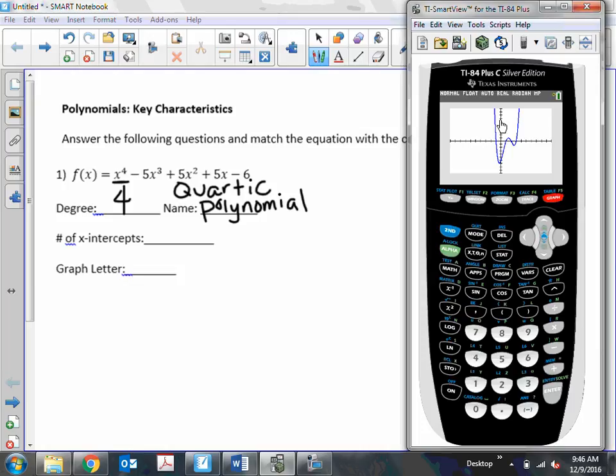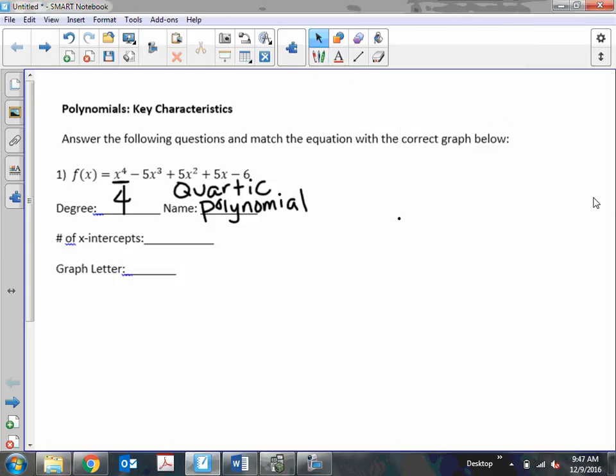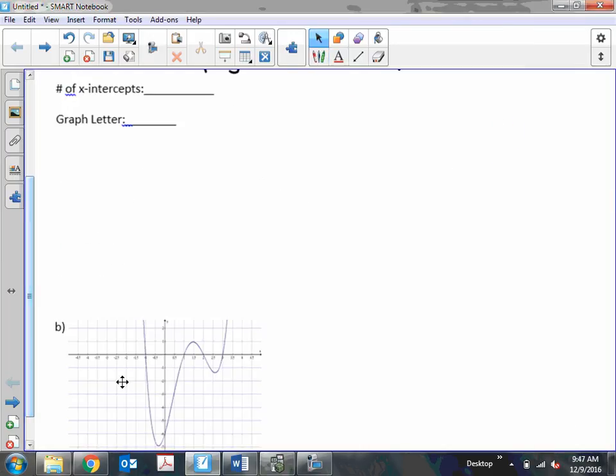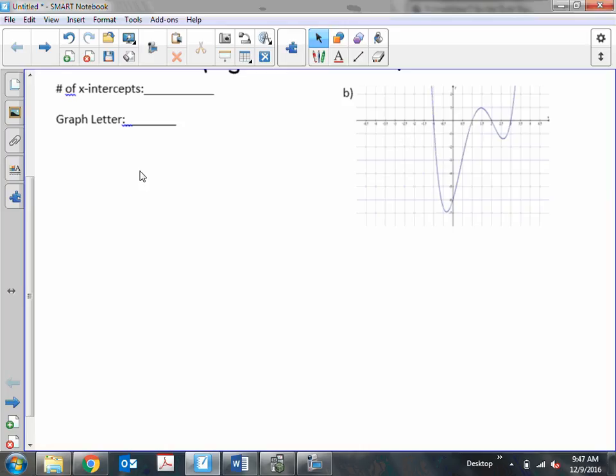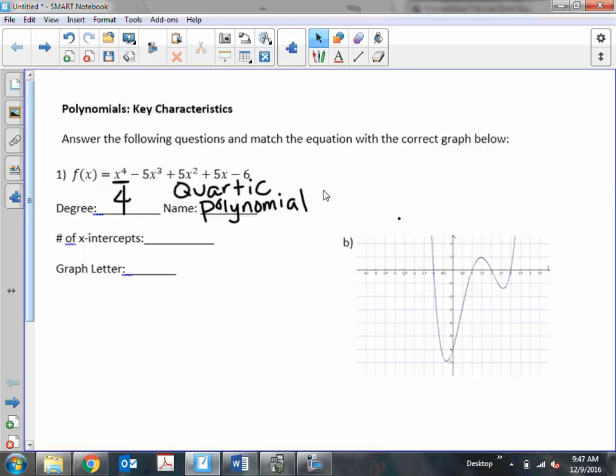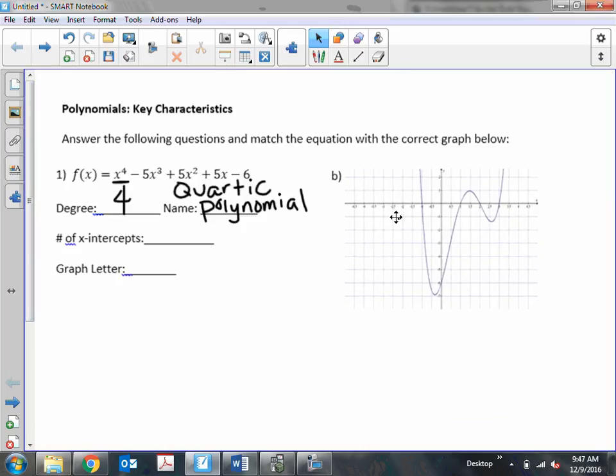When we look at the graph, we can then match it to the graph that we have on our worksheet. So if I look at my graph, it goes down, comes back up, goes down, comes back up again. So the one graph that it matches with is this B. Because if I look at answer choice B here, it goes down, comes back up, goes down, comes back up again.